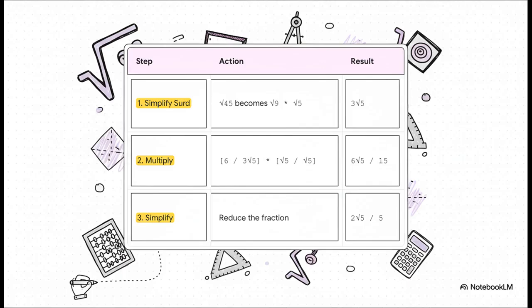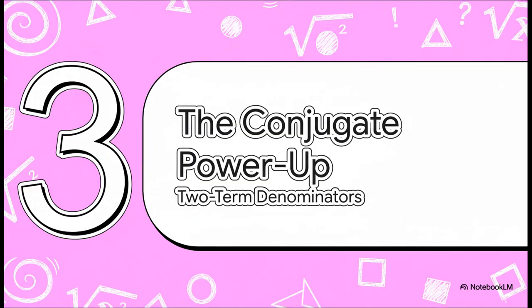Finally, we simplify the fraction part. 6 over 15 becomes 2 over 5. And our final, beautiful answer is 2 root 5 over 5. The denominator is rational, job done. Okay, that wasn't so bad, right?